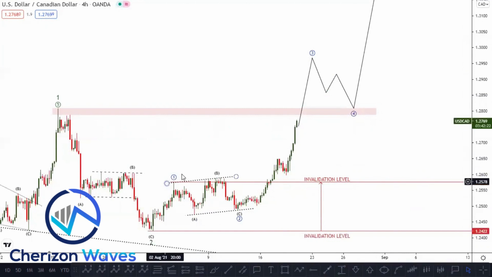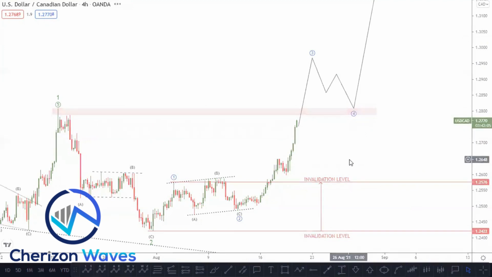Our stops will still remain at the top of wave 1, as wave 4 will invalidate if it goes beyond the top of 1. Once the market bounces off from this zone, then we can move our stops to the end of wave 4. That's it on USDCAD.